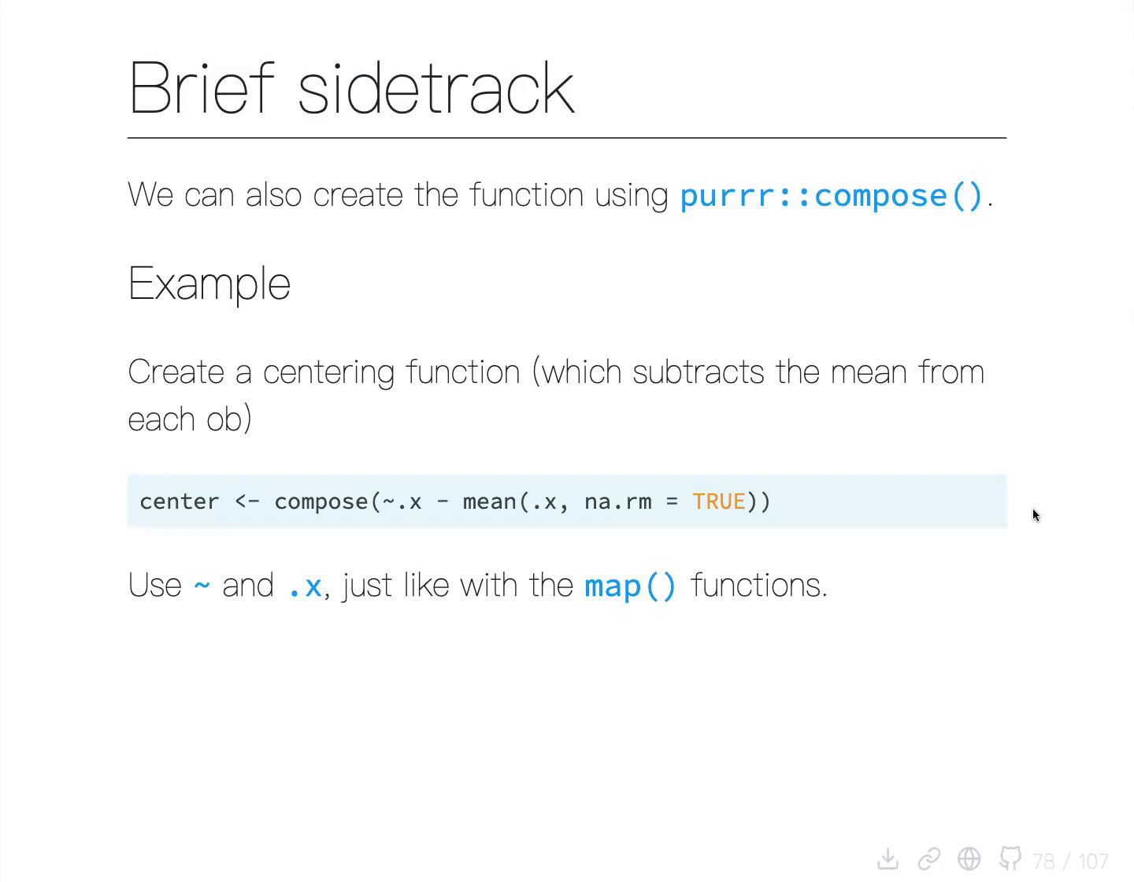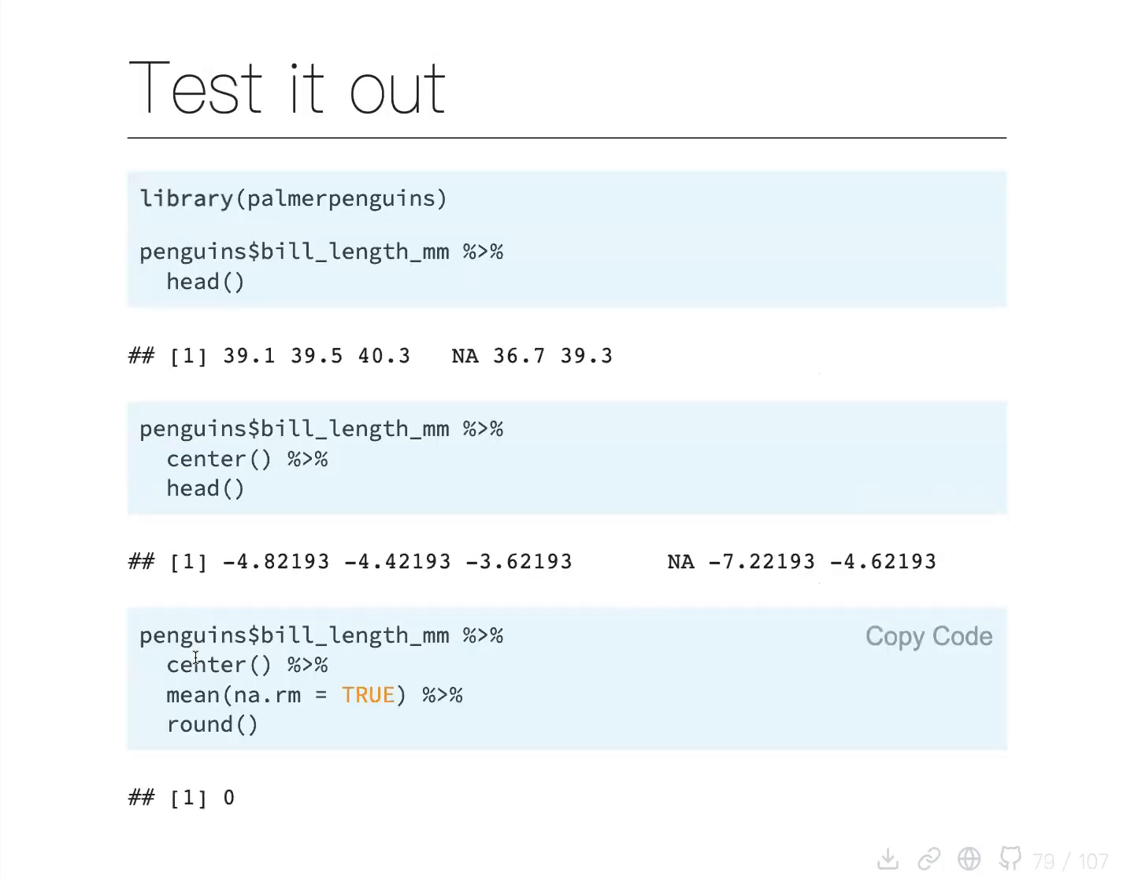Okay, so what compose does is it's essentially a shortcut for writing a function. So instead of saying function x and then the curly braces and whatever, you just say compose, and then just like in Pmap, you can use the tilde and .x syntax. Okay, so you use tilde to get yourself the .x, and then you can put the .x in there anywhere you want. Okay. And then you now have a new function, which in this case, I'm calling center, okay? And so you can use that function just like you would any other one. So here I have bill length, and I'm passing that to center.